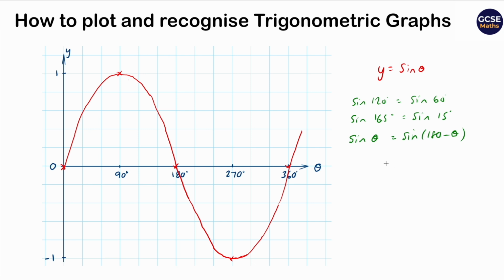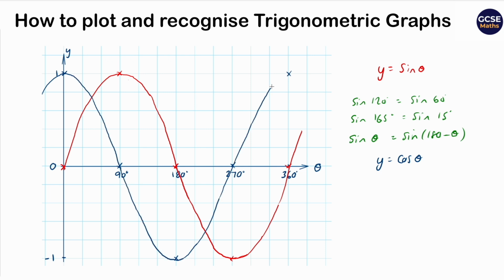Okay, so let's plot the cosine curve. We're now going to look at y is equal to the cos of theta. We do exactly the same thing as we did before. We replace theta with 0, then 90, then 180, then 270, then 360, and we plot that graph. And hopefully you can see that's the same curve, just shifted by 90 degrees.